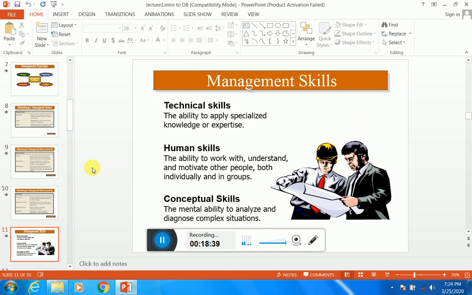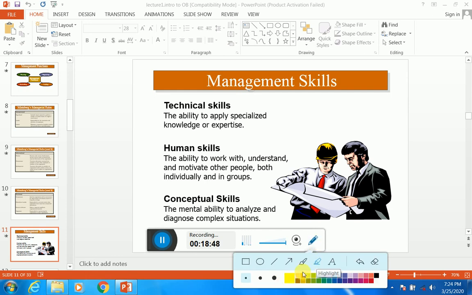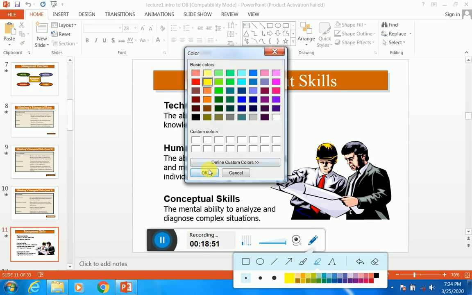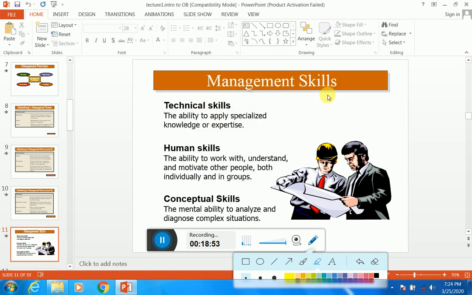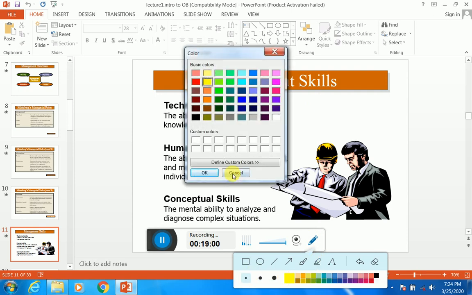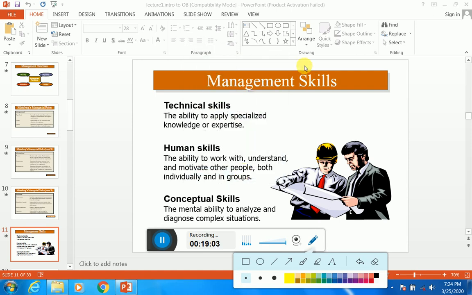Now in this slide we are talking about management skills. First of all let me explain the concept of skills. What is skill? Skill is simply stated competency. Skill is simply known as competency. The aim of this slide is to see what are the essential skills required for managers. Though basically there are so many skills, categorically these skills are technical skills, human skills, and conceptual skills.